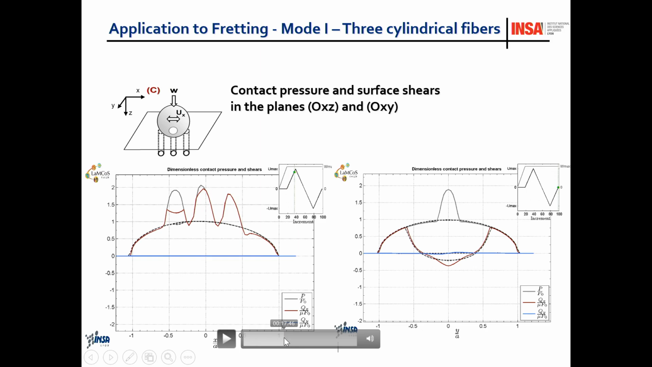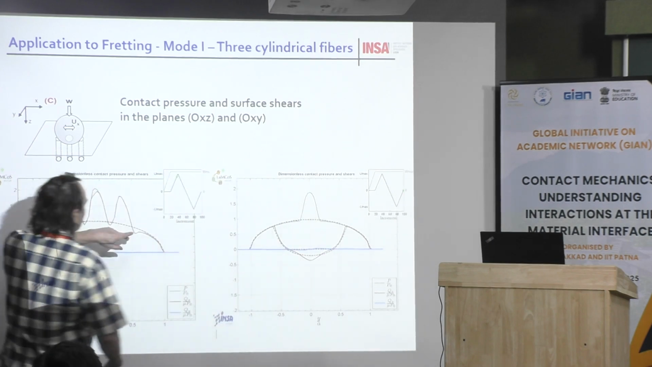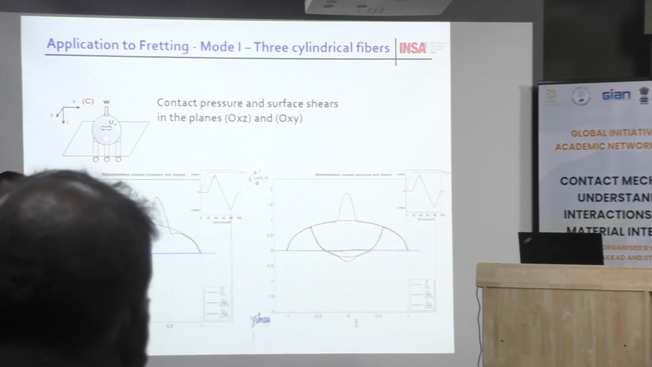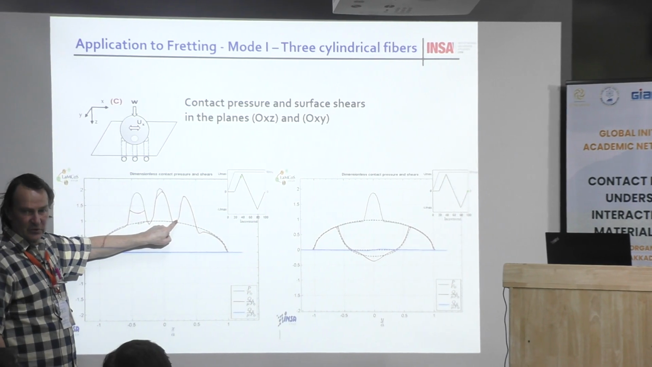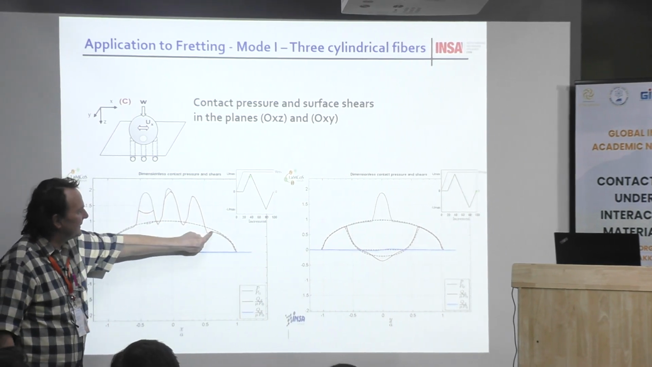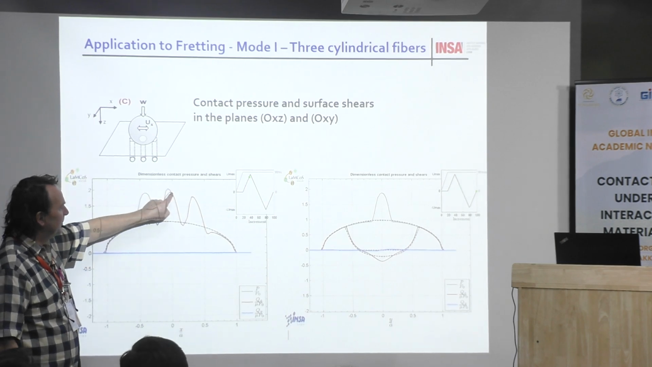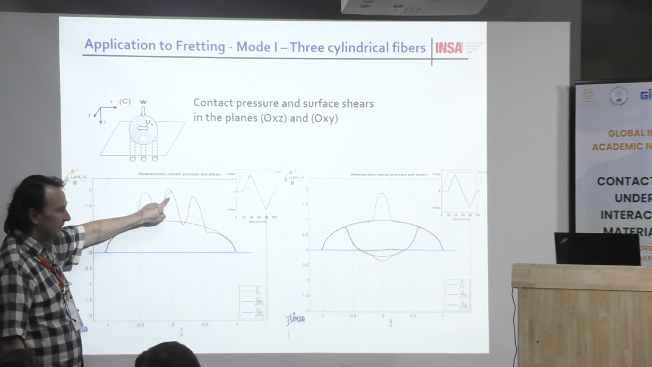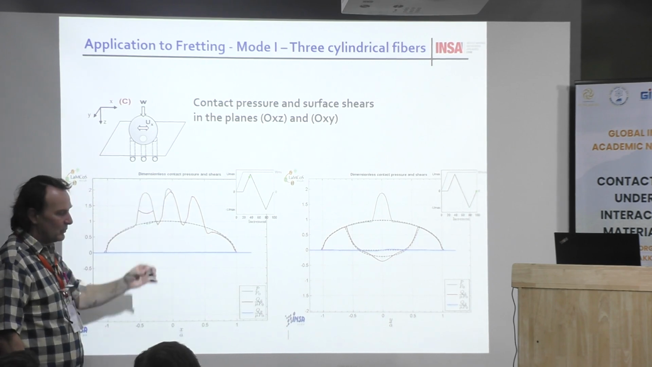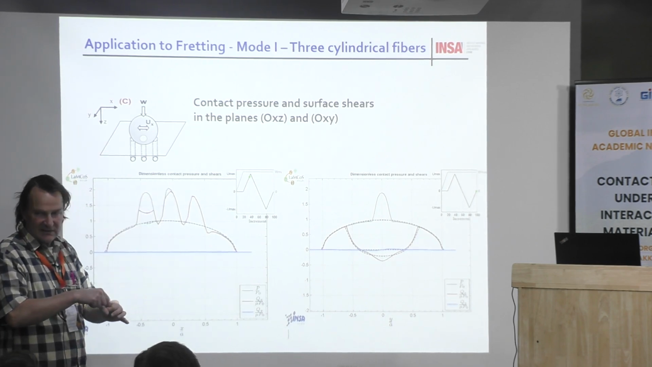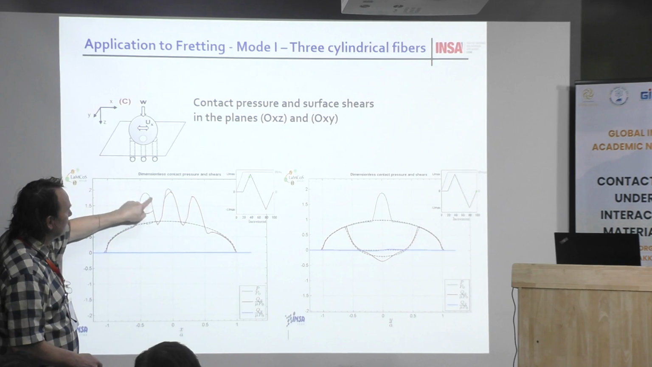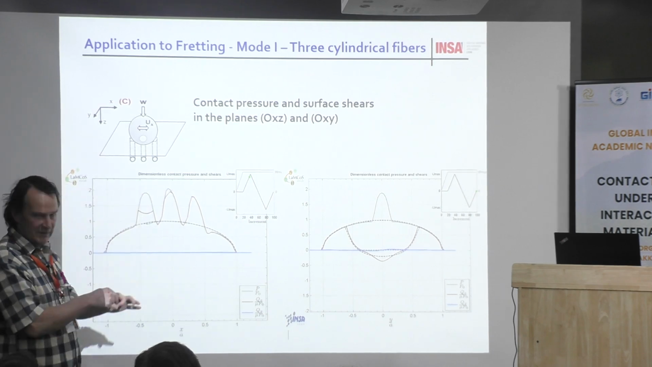Okay, this one is interesting, because here you can see that the shear stress equals the pressure times the friction coefficient, which means that here it is sliding everywhere. Sliding, sliding, sliding, and here it is lower, then it is sticking. There is a small spot where the two surfaces are sticking, and here there is a larger area where it is also sticking.